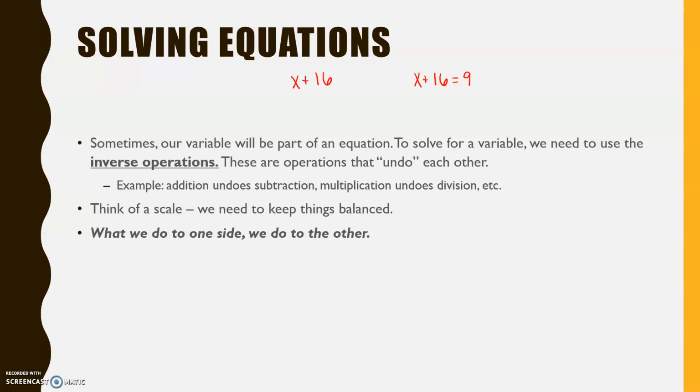To solve for a variable, we're going to use inverse operations. And the way we're going to think of inverse operations is doing the opposite, or what undoes the other. So if we have addition happening, subtraction undoes addition. If we're dealing with multiplication, that's what we'll look at next time, but multiplication undoes division, etc.